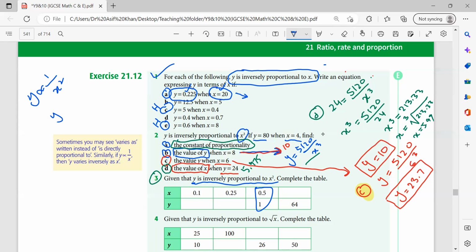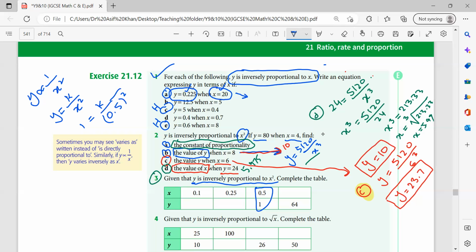Again, whenever you write the equation, you will make the equation y is equal to k upon x square. This will be the equation. And in this equation, you will put the value of x and y. In place of x, you will write 0.5. In place of y, you will write 1 for finding the value of k. Why will this set always be given? This set will be given for finding the value of k.